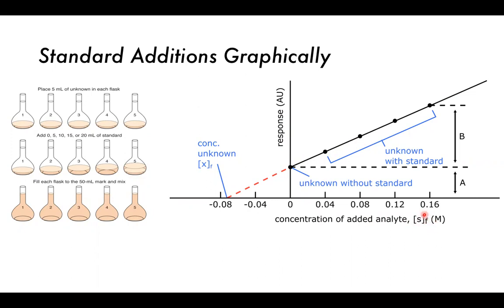And so that's going to be similar to the concentration of the standard. So here we have different points. We have here at 0, the unknown without standard. So this had, remember, 0 milliliters of standard added. Then we have 5 milliliters, which corresponds to 0.04 moles per liter. Here we added 10 milliliters, which was 0.08 moles per liter, and so on. And so these can be used. We can form via linear regression our calibration curve. And then by extrapolation, we can go back to find the final concentration of the unknown.